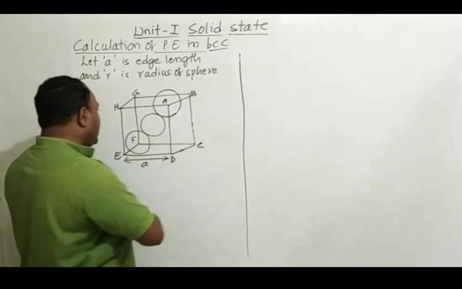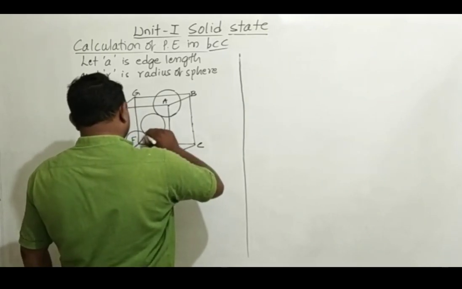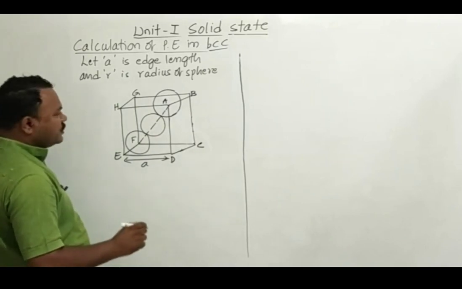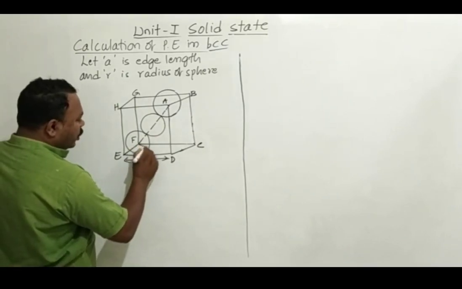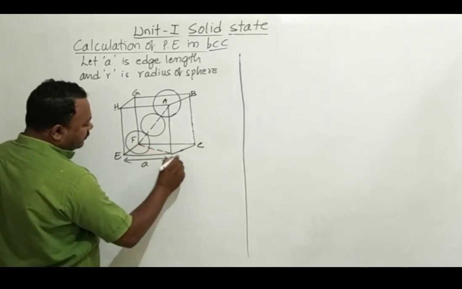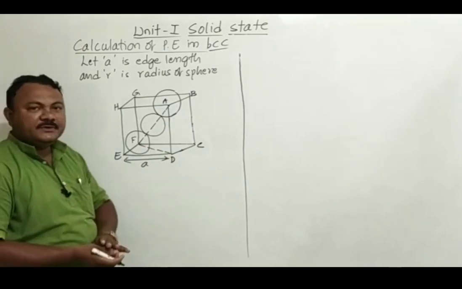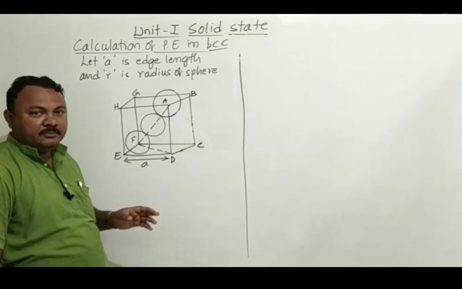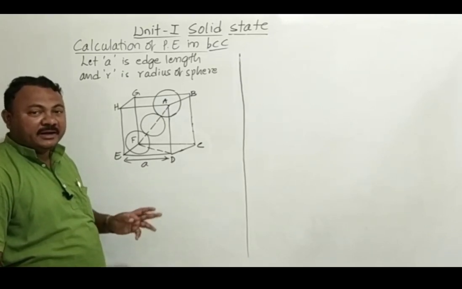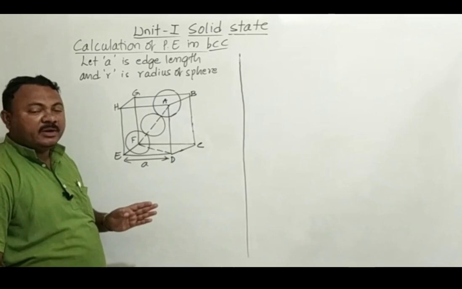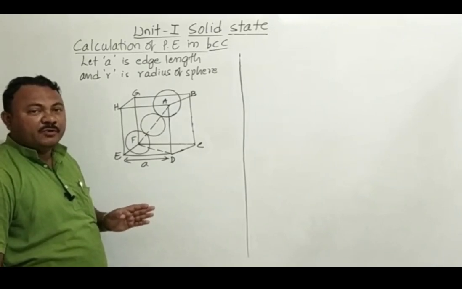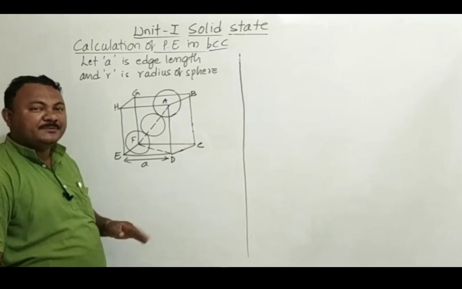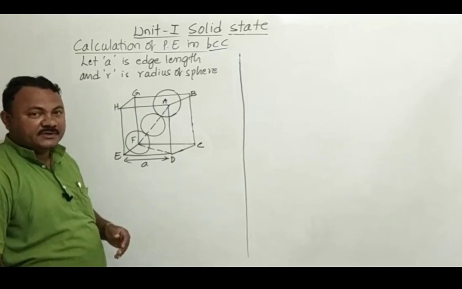Now I am going to join corner A to the F. I am going to show this by using some dotted line. Corner A I have joined to the F and also join corner F to the D. All this we are doing just to get the relation between A and R. By applying Pythagoras theorem, considering some right angle triangle, we try to get the relation between A and R, which is useful for calculating volume of unit cell. By using volume of unit cell, volume of sphere, we can easily find packing efficiency.